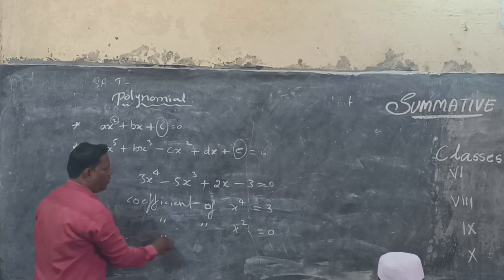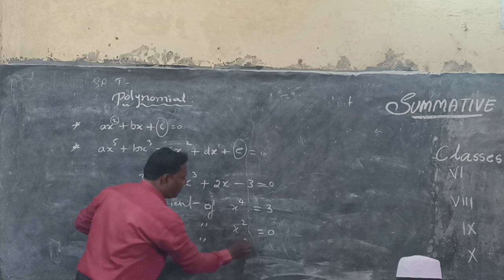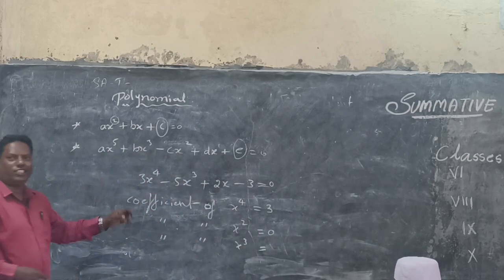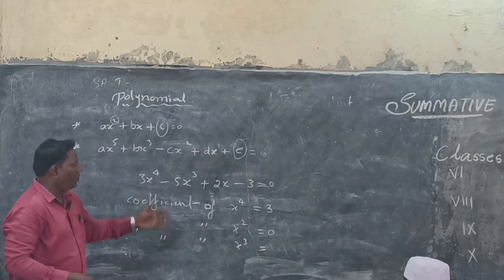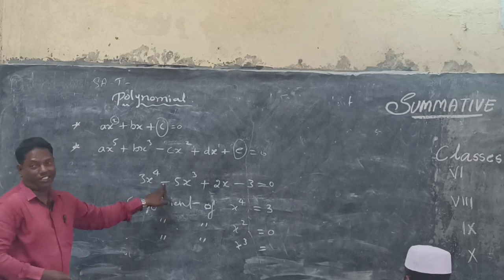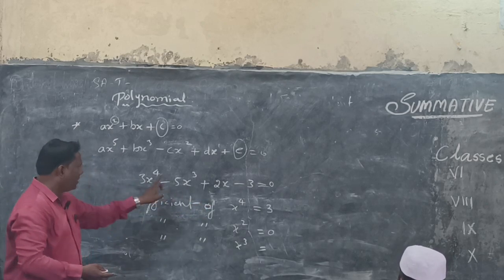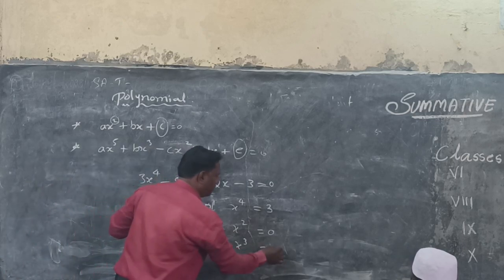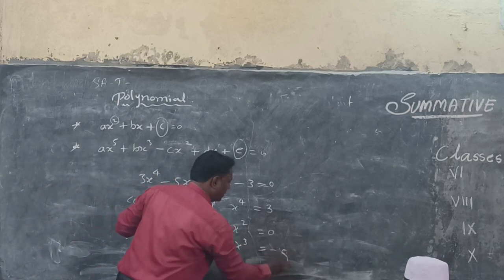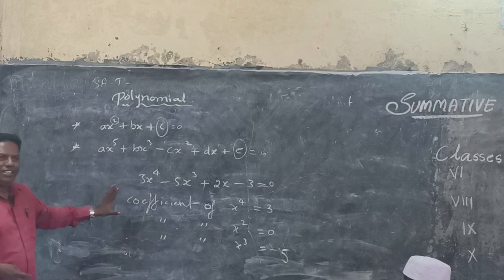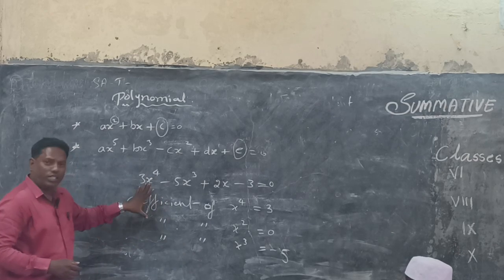Now one more coefficient: x to the power of 3. Minus 5. You should see the sign also. Here nothing means plus, that's why we put plus. Here minus means you have to keep minus 5 here. Any doubt? No. Everyone understood? Yes. And now the next thing.